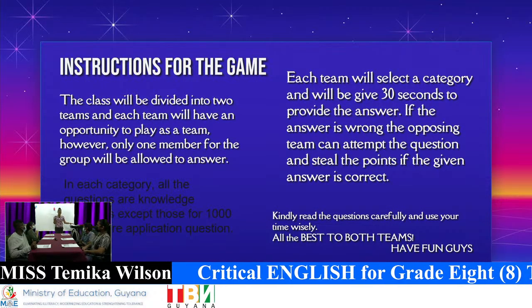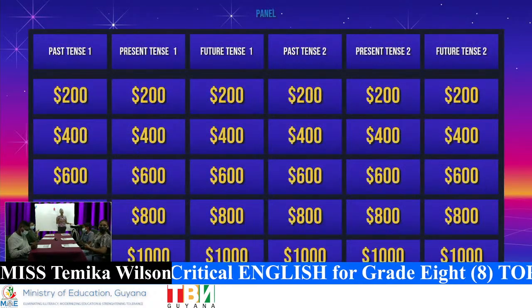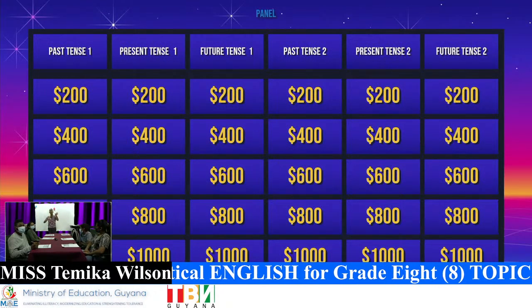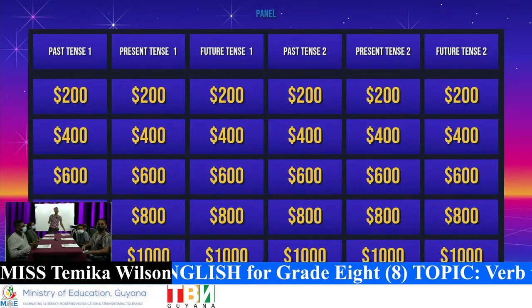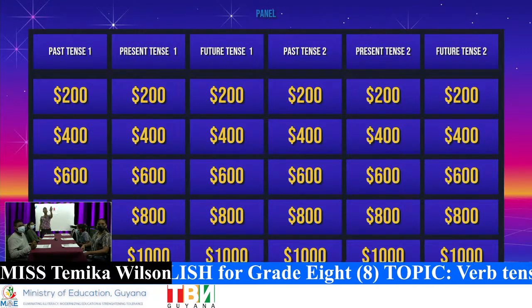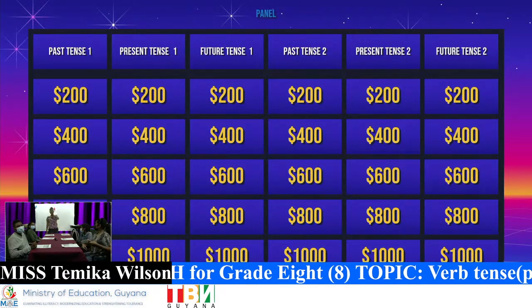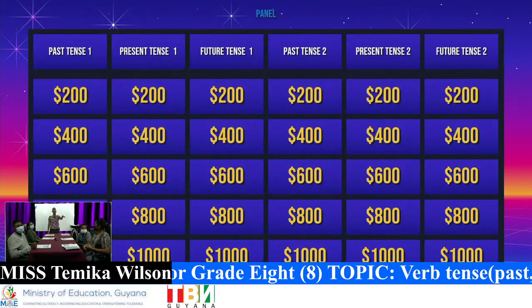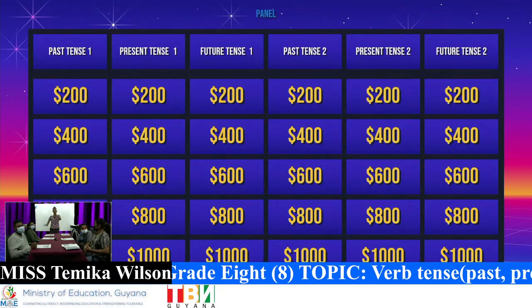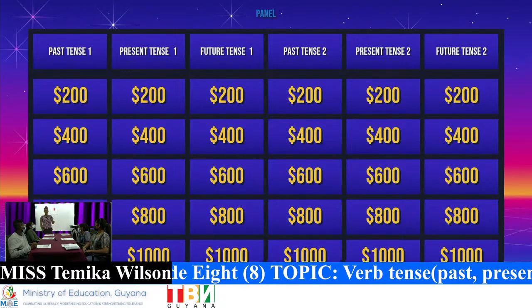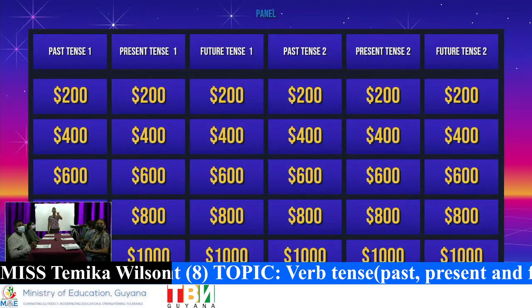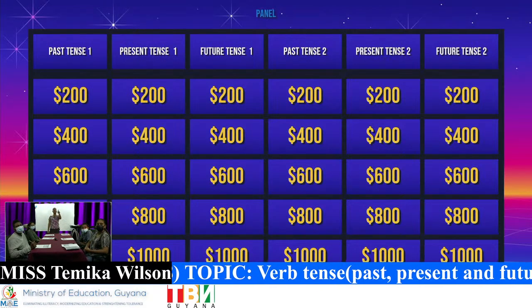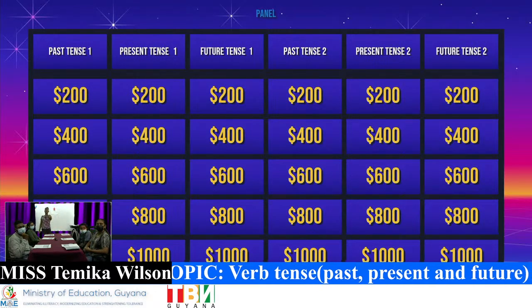All right? Good. So what is going to happen? We have the options on the board. So this will be team 1 and this will be team 2. Team 1, you're playing from past tense, present tense, and future tense 1. Keela and Shamar, team 1. Lakshmi and Jacoby, team 2. And you're playing from past tense, present tense, and future tense 2.